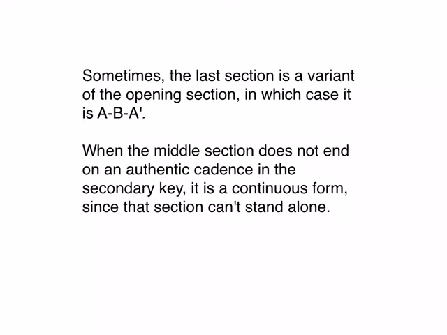Sometimes the last section is a variant of the opening section, in which case we would label the last part A prime. When the middle section does not end on an authentic cadence in the secondary key, it's a continuous form, since that section can't stand alone. Sometimes the middle section will have a transition back to the home key, and those are the cases where it's continuous.